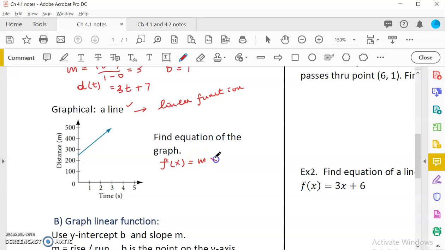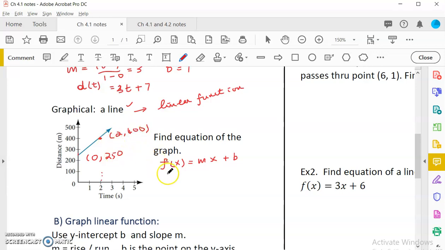Mx plus b, right? So first of all, we want to find m, which is the rate of change. For rate of change, it has to be change of y over change of x. So in this case, I have 2 points. Let's say this point is (0, 250), and then I would have another point, maybe at (2, 400). So basically, you need to find 2 points on the grid.